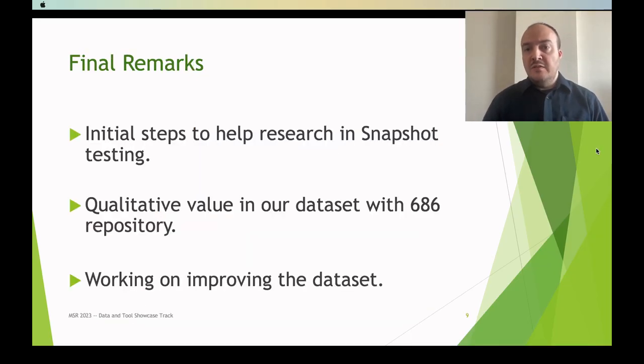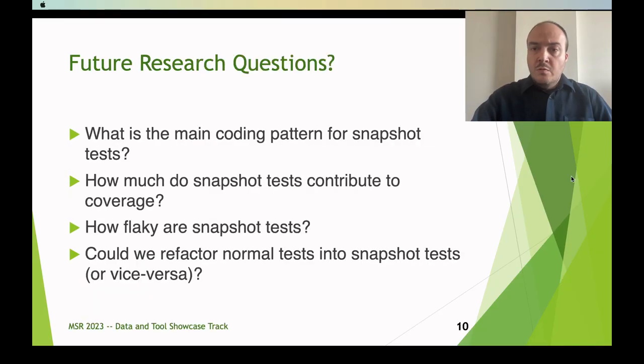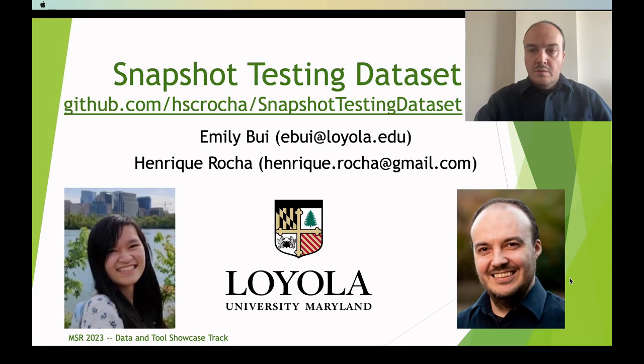As final remarks, we believe there is qualitative value in the dataset that we built. It brings a lot of these new things, snapshot tests, which I think are really cool to study. We are trying to improve the dataset with more data, and we even have some collaborators working on that with us, trying to get not only the number of test files, but also what the test methods are and how many lines of code there are for those test methods. We believe there are many cool research questions we can try to answer using a snapshot dataset. Here are just a few examples that we envision, but we think it's a really cool topic with a lot of potential for research.